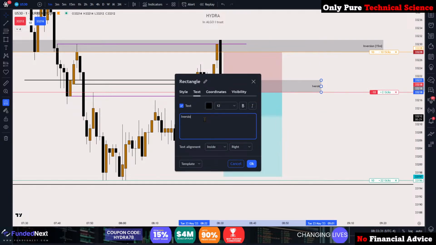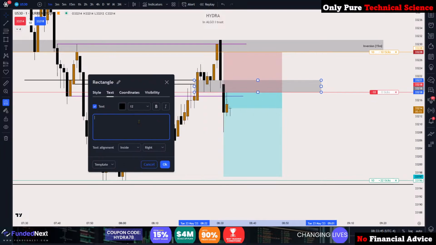And inversion is powerful, just like BPR. If I have to categorize the fair value gaps based on the power, based on the effectiveness, based on the high probability, then a normal fair value gap will come at the end. First one will be BPR, second one will be inversion, third one will be the normal fair value gap.